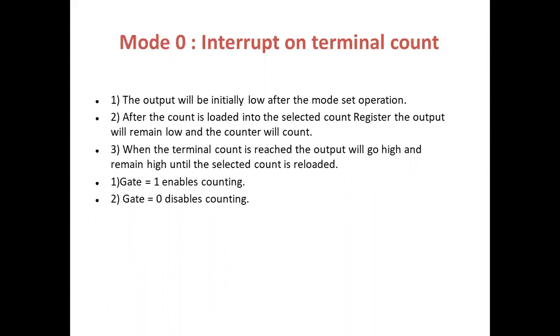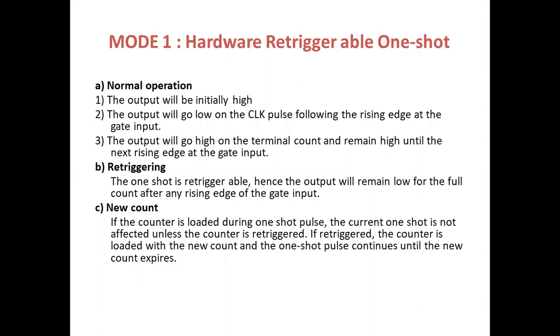This can also be used to perform specified operation after some delay. The output of OUT terminal may be used to interrupt the microprocessor. Mode 0 operation is actually used for the terminal count's relay operation after some delay. Next one is the mode 1 operation. Mode 1 operation, that is the programmable one shot.